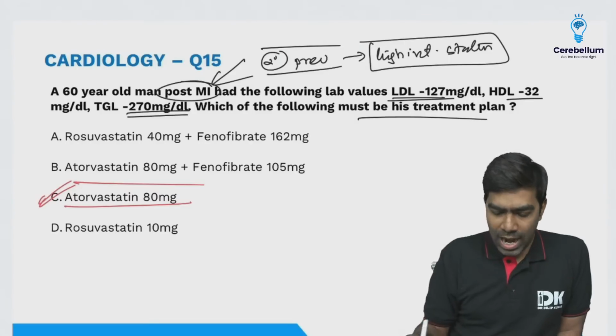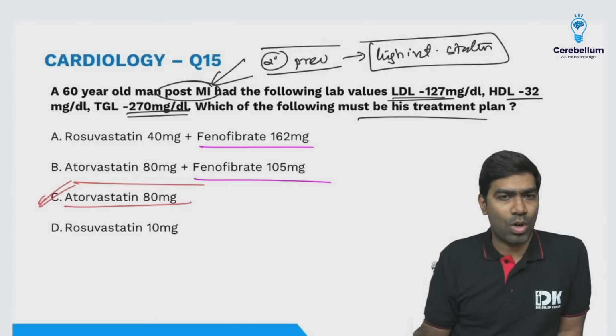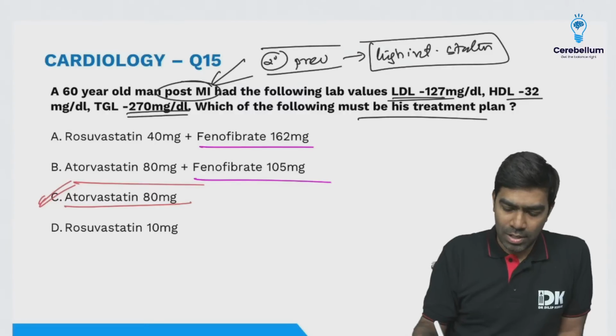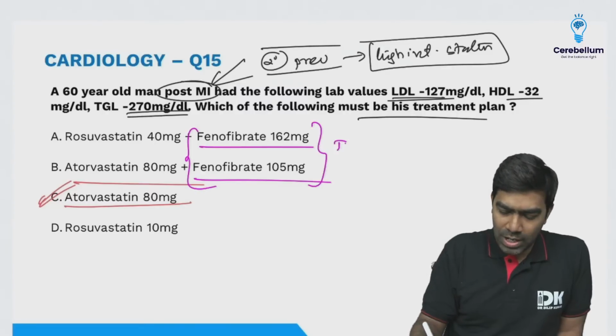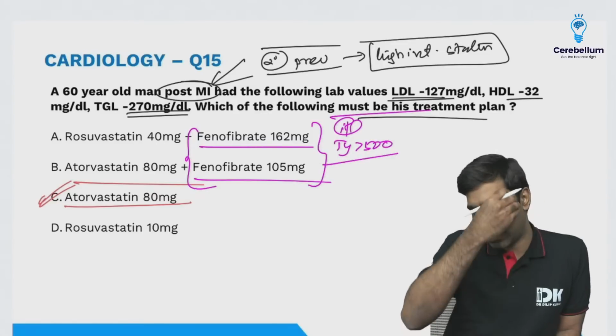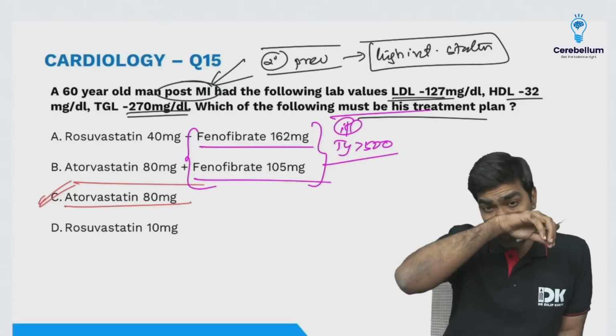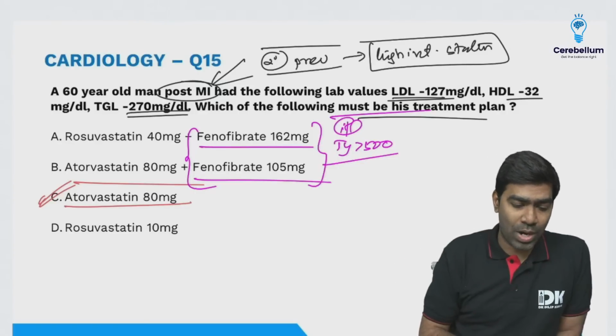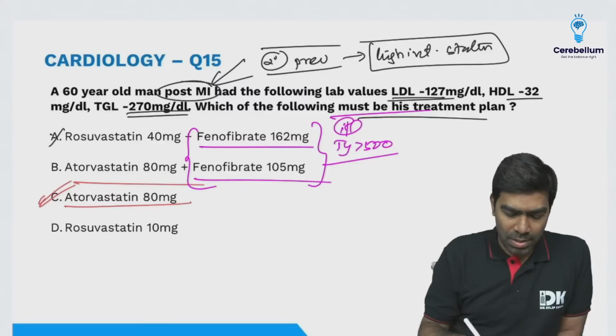So you need not add fenofibrate at 162 or 105, whatever dose it is, because this should be done only if the triglyceride levels are more than 500. Otherwise, I'm not going to add fenofibrate. Only if the triglyceride levels are more than 500, you can add fenofibrate. Otherwise, there is no need to add fenofibrate. So options A and B are both wrong.